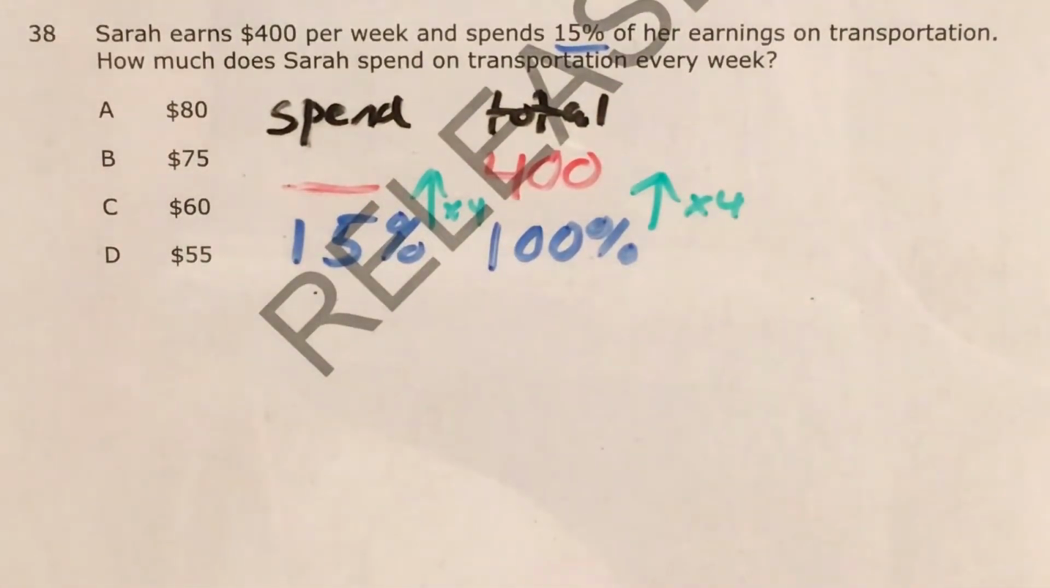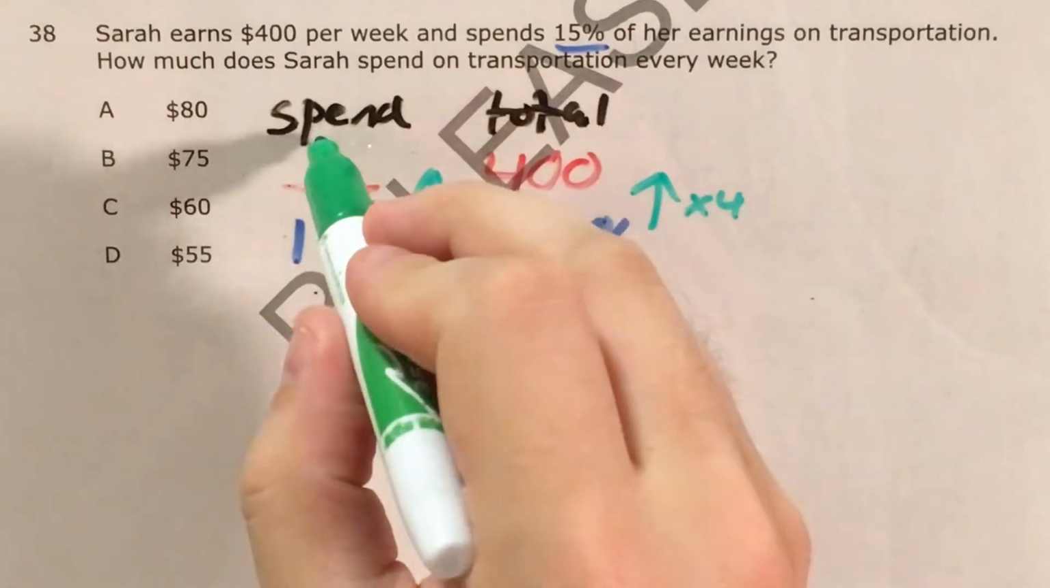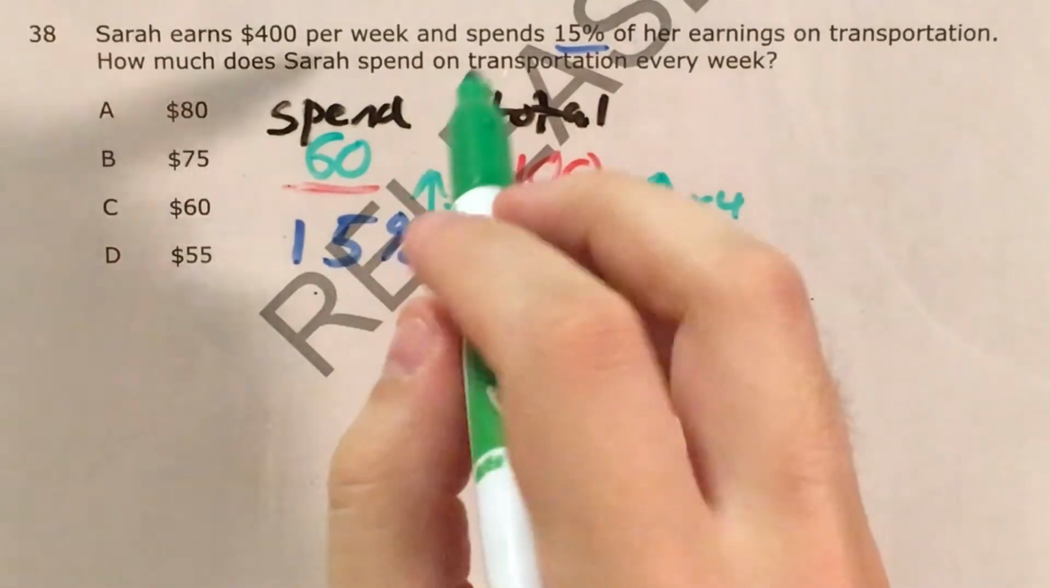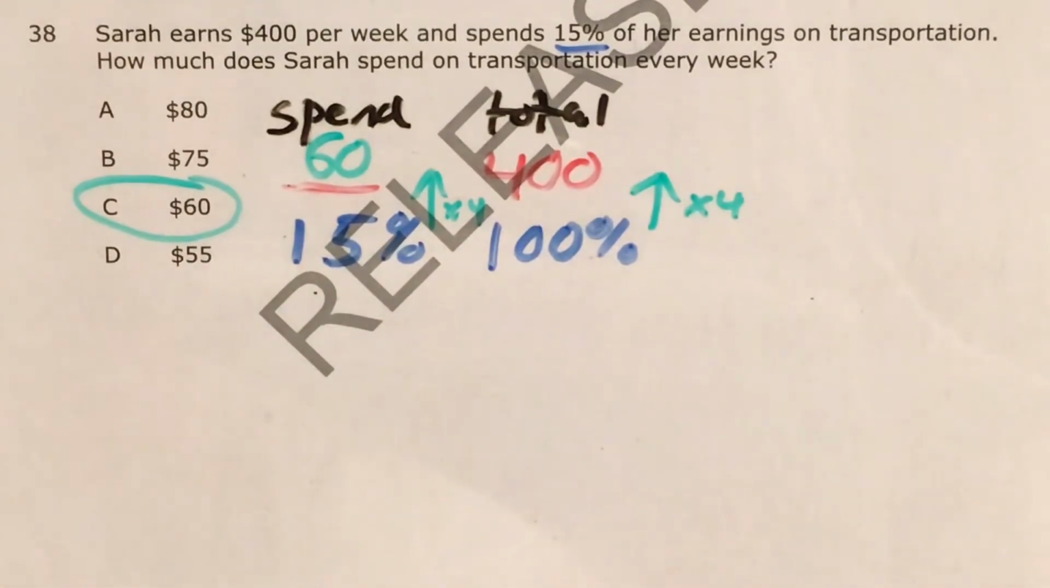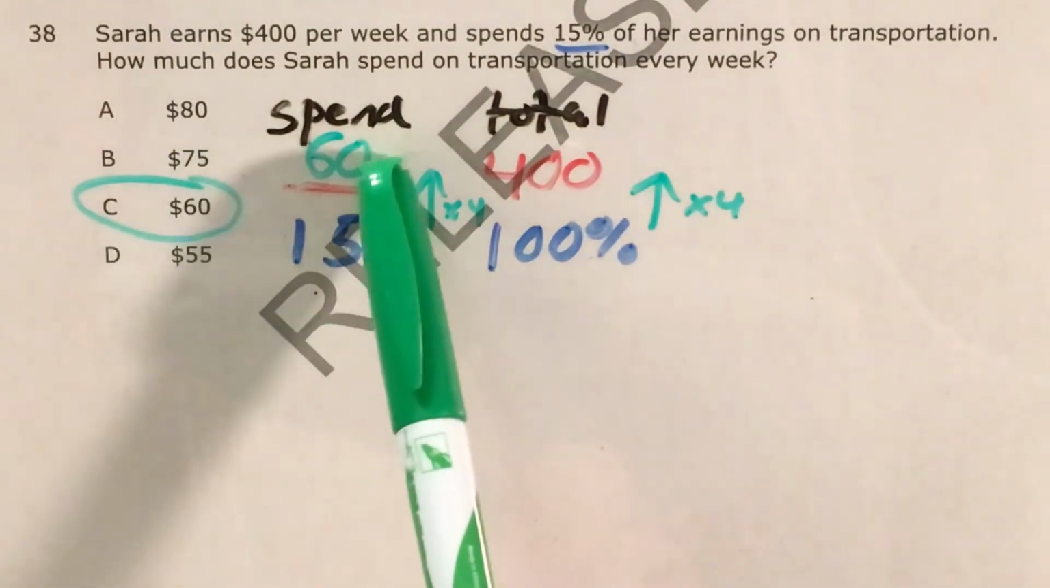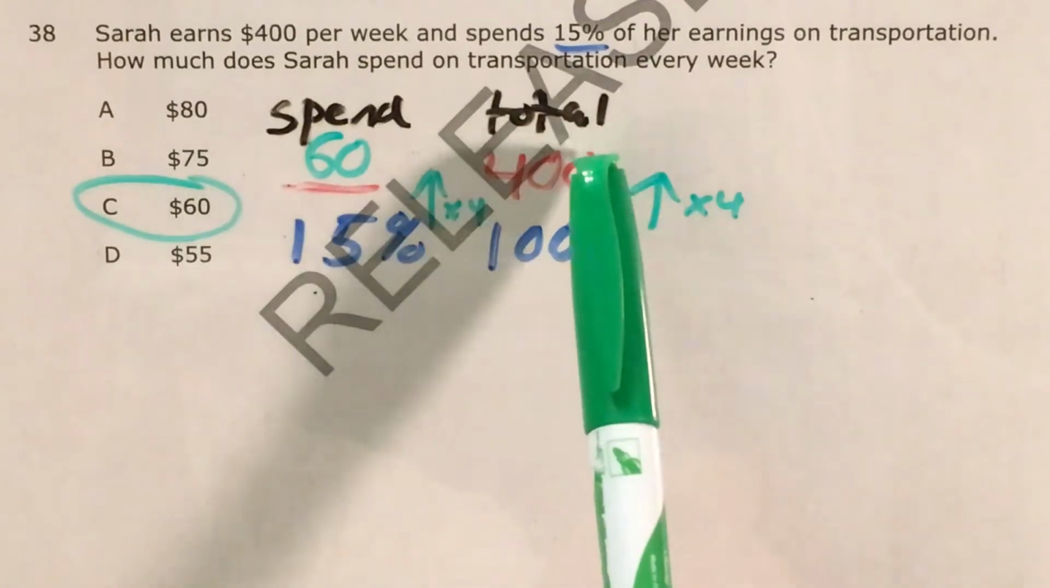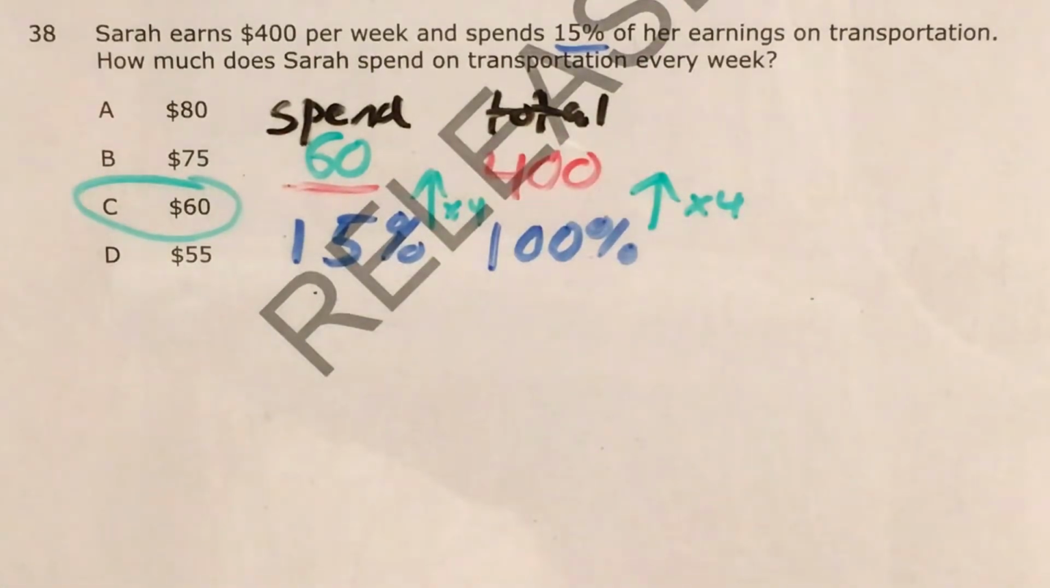And whether you use your calculator or do this in your head or whatever, you should get an answer of 60, which matches our answer of C. So our answer is C. Sarah's spending $60. $60 represents 15% of the $400 that she earns every week.